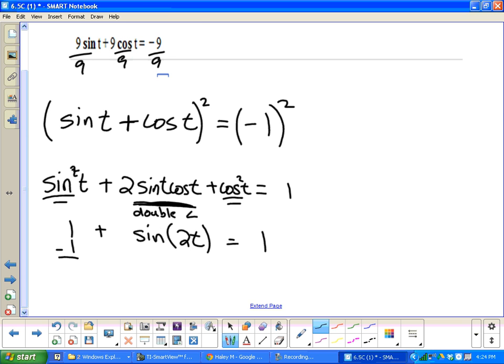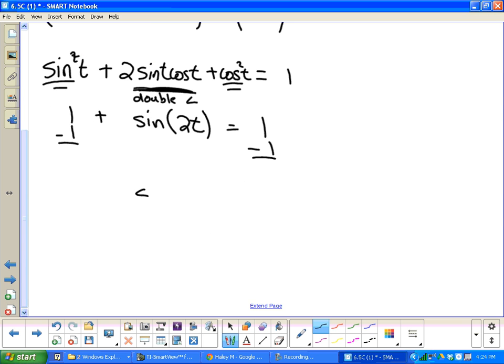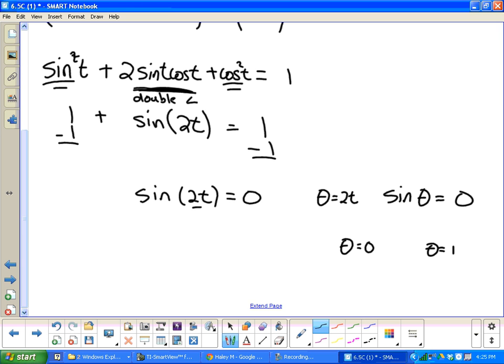Notice the ones are just going to go away, which is pretty good there. So I'm just going to get sine of 2t equals 0. Now, I got that little nasty coefficient, so this is going to take a lot longer. So let's let theta equal 2t. So now we're going to get sine of theta equals 0. So let's look, where is the sine of theta equal to 0? That would be at 0 and pi. So we're going to let theta equal 0 and pi.